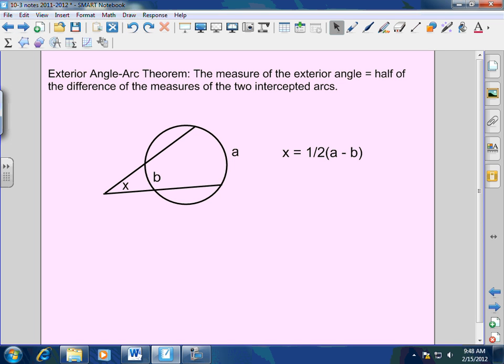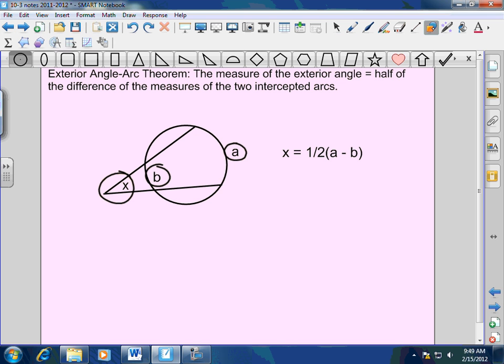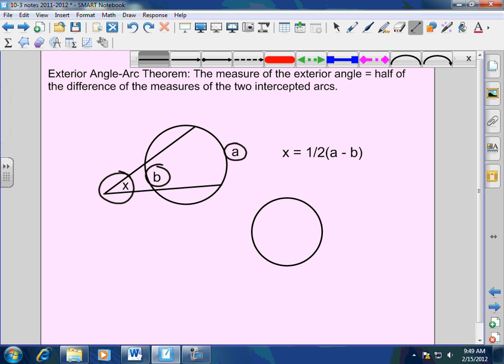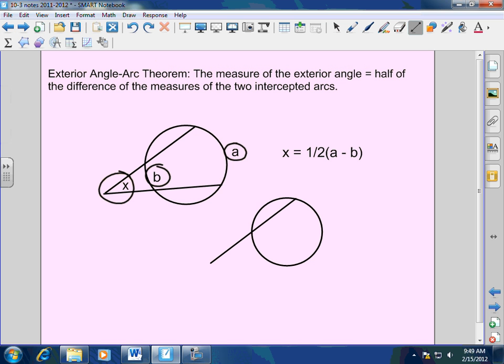Now, last one of review. Exterior angle arc theorem. The measure of the exterior angle equals half the difference of the measures of the two intercepted arcs. So that means that this angle X out here, this exterior angle, is equal to 1/2 of A minus B. You see this a lot in the ACT and the SAT and all that good stuff. And you're going to see it on the tests and the homeworks.